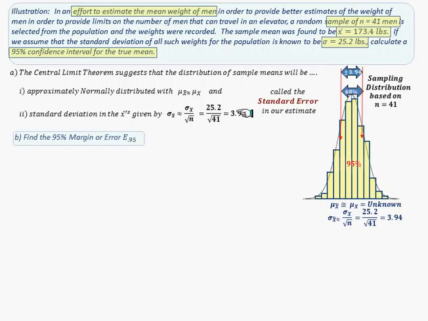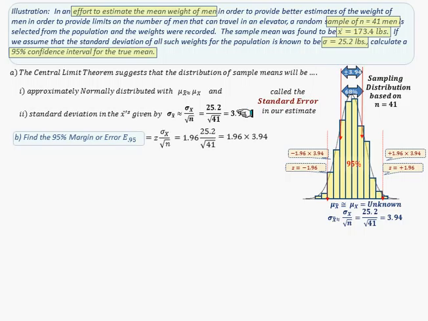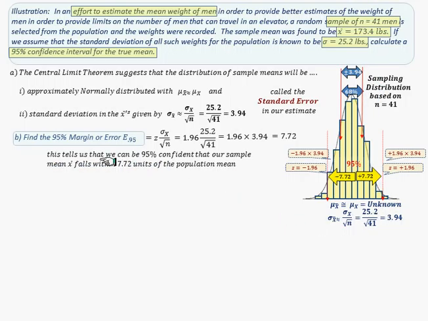We need a 95% confidence interval, and as you know, that's associated with a z-score of 1.96. Times the standard error, 3.94, that gives us the margin of error of 7.72, and as you can see, that is the confidence interval here on the screen. We can be 95% confident that our x bar falls within 7.72 units of the population mean.